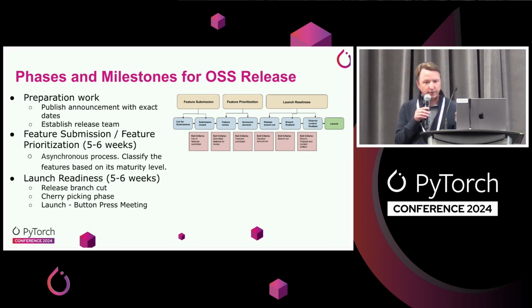Then the feature submission, feature prioritization phase happens. This phase takes about 5 to 6 weeks. It's mostly an asynchronous process. We ask our partners to submit a list of features to us, and we classify the features. And during this phase, we expect all of the code to be landed at the end of this phase. Then we start the launch readiness phase, which is about 5 to 6 weeks, and it starts with the branch cut. So by this date, all the code is landed, and we start cherry picking, and finally the release.